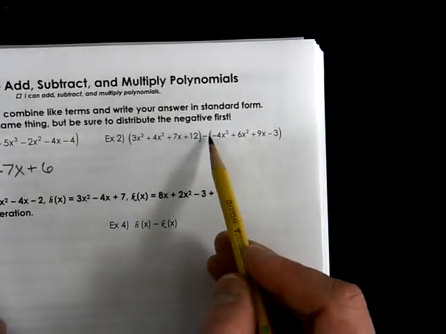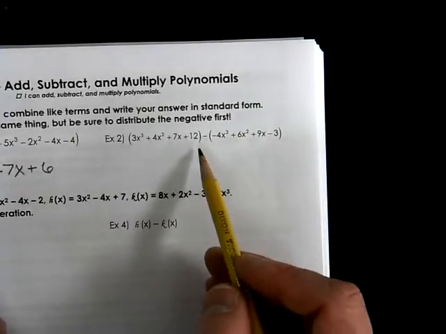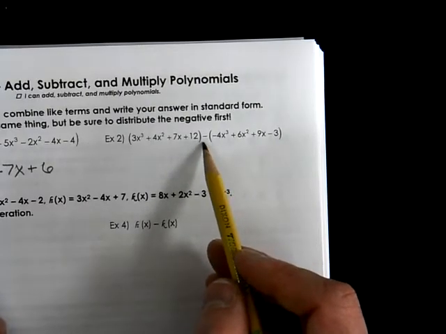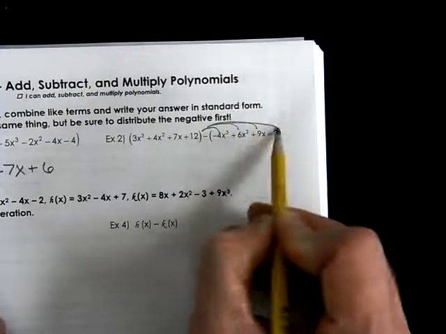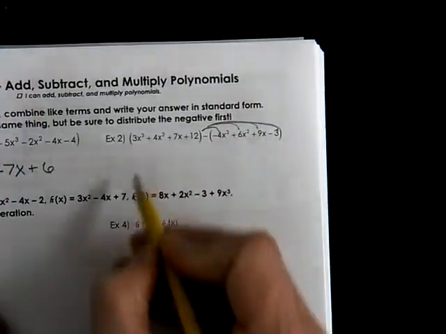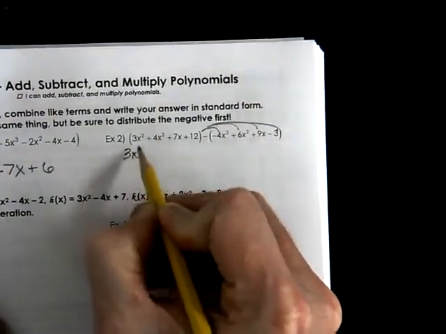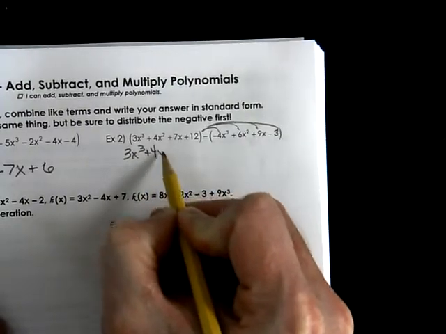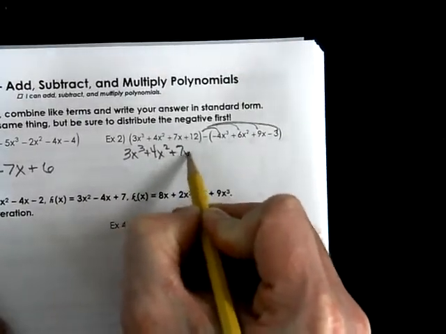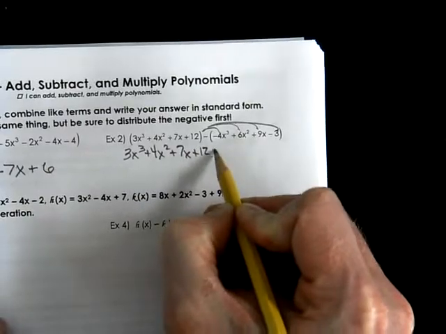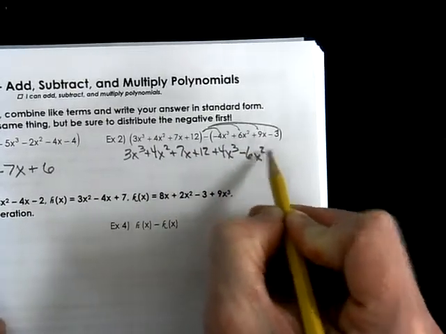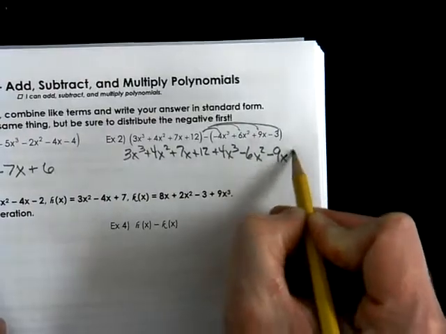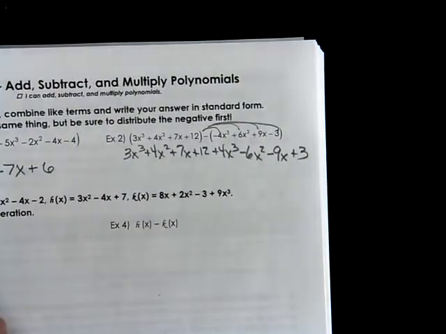Here we are subtracting two polynomials. In subtracting, you typically do want to distribute that negative in. So now we're going to have 3x cubed plus 4x squared plus 7x plus 12, a positive 4x cubed, negative 6x squared, minus 9x plus 3.